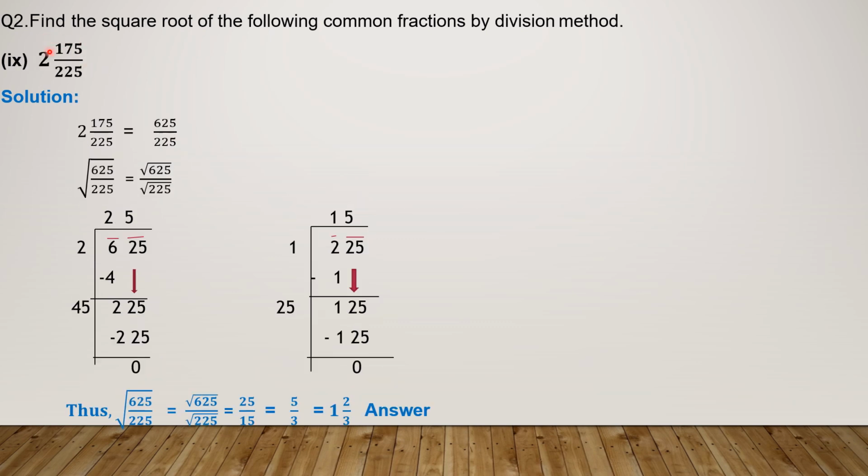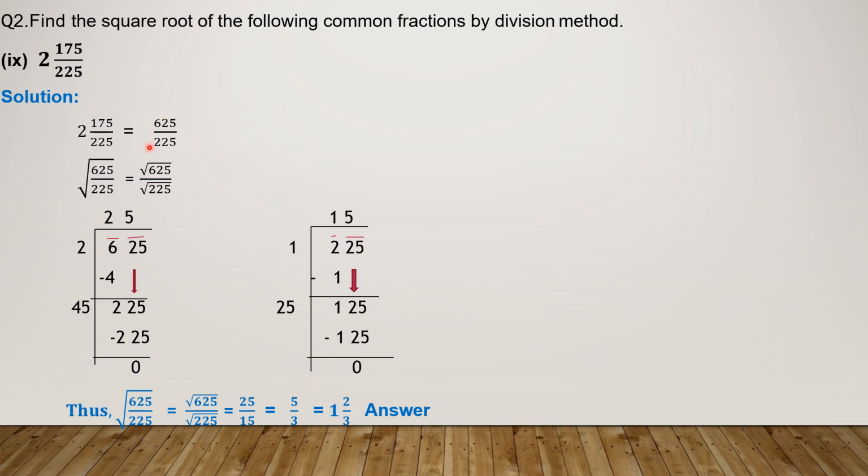Question number 2, part number 9 is again a compound fraction, and the question is to find the square root. Now how will we find the square root of a compound fraction? First of all we convert it into a simple fraction. How? Simply multiply 225 with 2 and the product will be added to 175. We get 625. The denominator will come as it is, that is 225.